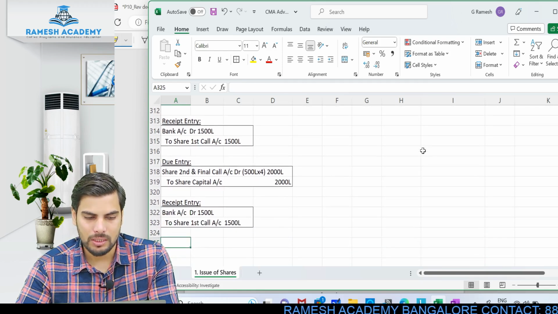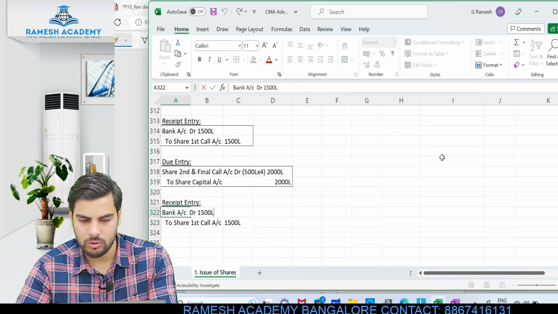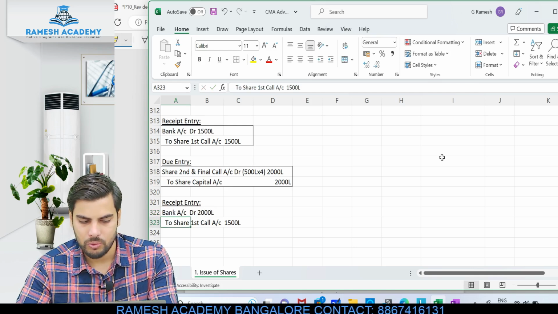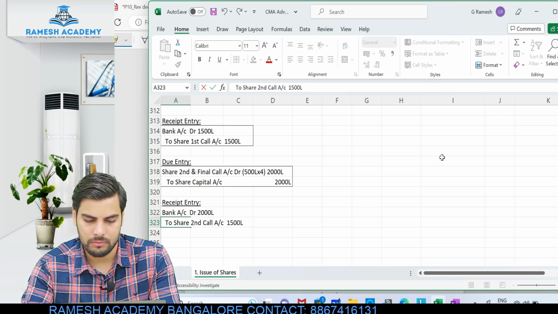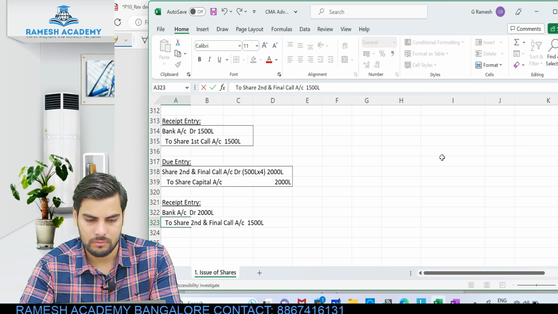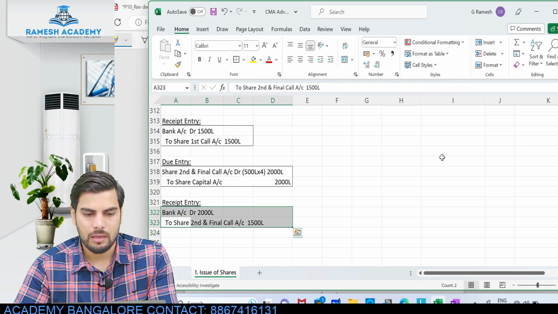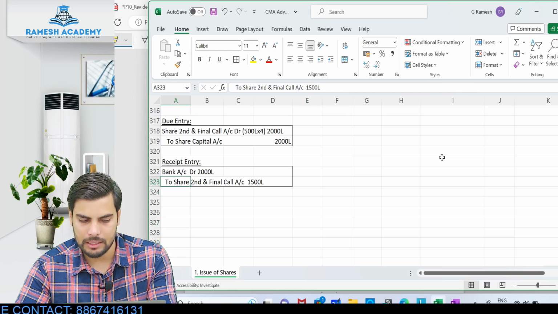When I actually receive, what will be the entry? The entry would be like this: bank account debit, 2000 lakh to share second and final call. Is this clear? So bank account debit to share second and final call, 2000 lakh. This would be the entry.